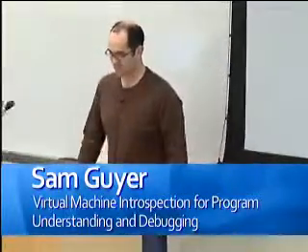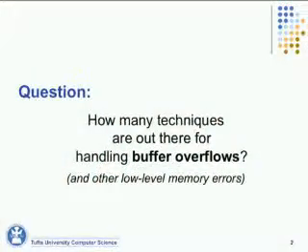Thanks a lot, Ben. All right, so I think that covers everything on the title slide there. Okay, so here's how I'm going to start this out. Here's a question for you. How many techniques are there for handling buffer overflows and whatever other kinds of low-level memory safety errors? Actually, don't throw out any numbers. Well, there's been 5 in the last year. 5 in the last year is probably good.